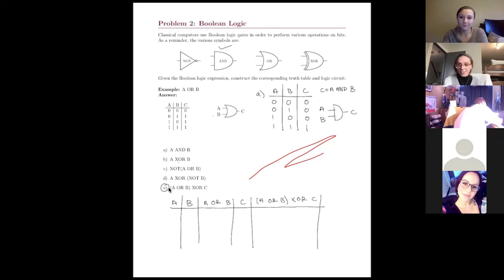This is going to take a few more steps than the one I just did and be a little more complicated, but it's the same thing. In order to come up with the A or B column, you look at the A and B. In order to come up with the C, it's just normal. In order to come up with the A or B or C, you just look at the A or B and the C. So it should always be just looking at 2 columns to come up with the next column. If you try to do more in your head, it gets a little confusing.